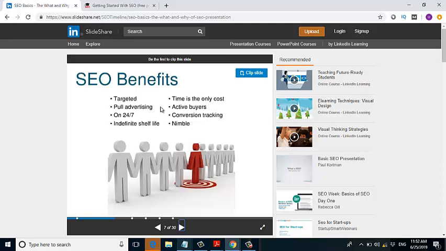For example, if you put something in a store, such as detergent or soap, there must be some shelf life for it. But in SEO terms, when your website is on the search engine, there is no shelf life for it. Time is the only cost. It only takes time to come up on the search engine. If you make some changes in your website, time is what brings it to a ranking on the search engine. Conversion tracking: because the search engine shows your website, people come to your website and start buying your product or service.